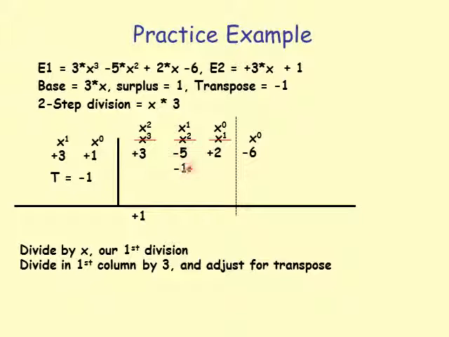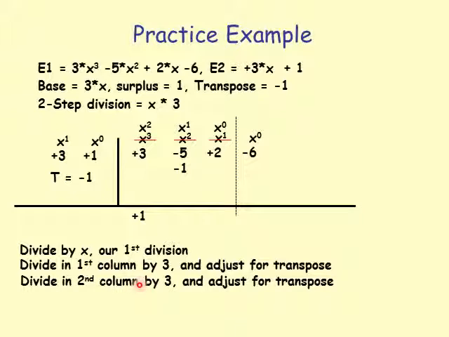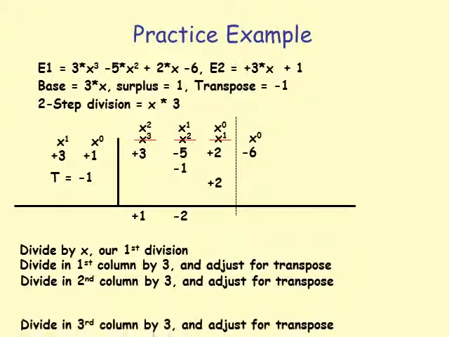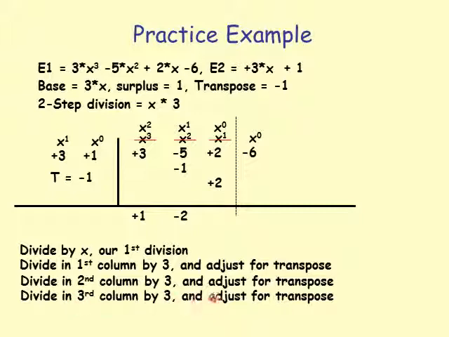So in the next column minus 5 and minus 1 add up to minus 6. Okay. So in the next column we divide by 3 and adjust for transpose again. So we did it. Minus 2 is my quotient in the next column. So I got minus 2x, and adjustment for that is minus 2 times minus 1 is plus 2. In the next column I have adjustment of plus 2. Let's continue here. Great.